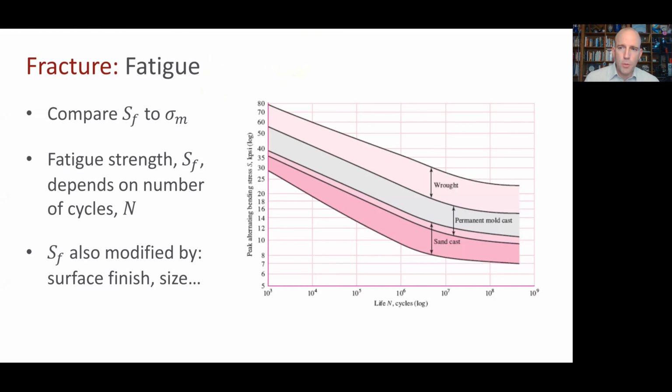Now, fatigue is very similar, except it happens after lots of cycles. And so a component might be able to take a load one time, but it can't take that same load 100 million times without breaking. And so when we compare our maximum stress, in this case, we'll compare it to the fatigue strength, which will depend not only on the material, importantly, but also on the number of cycles. And generally, the more cycles we will load the part, the lower the fatigue strength. And of course, it's also modified by some other factors, as we discussed in the topic reading, like the surface finish, the size of features, and so on.